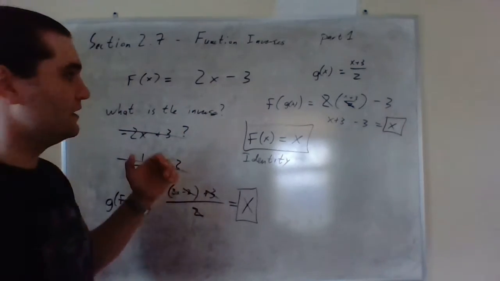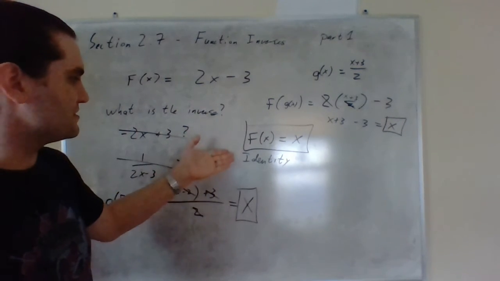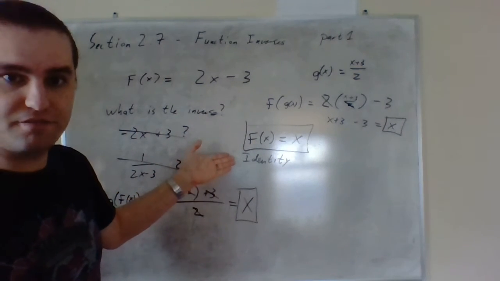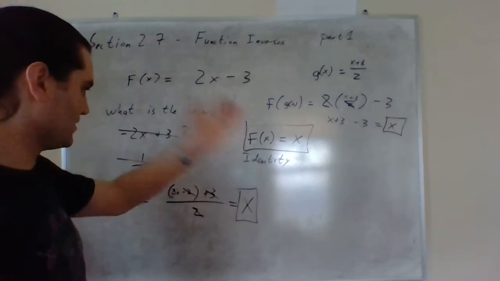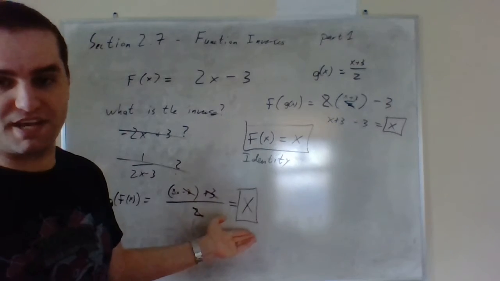So, this is what a function inverse is. This is how you verify that something is an inverse. You compose it any which way you can to try and get x as a result, because x is the identity.